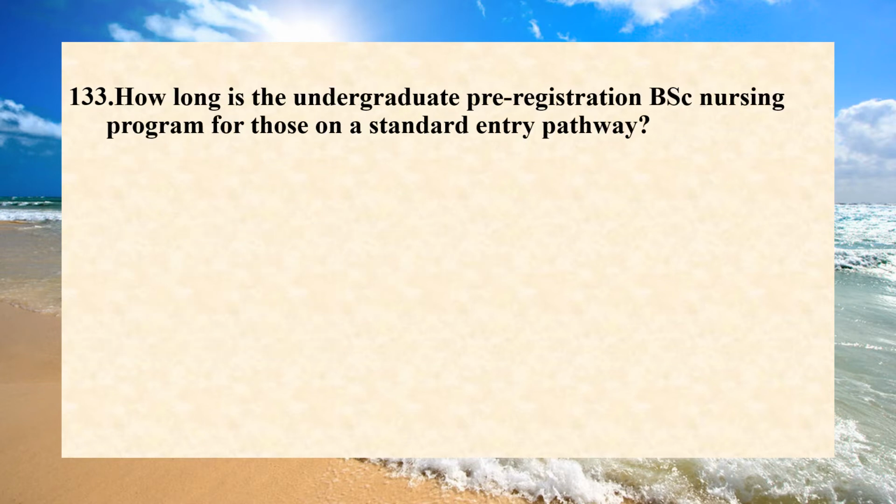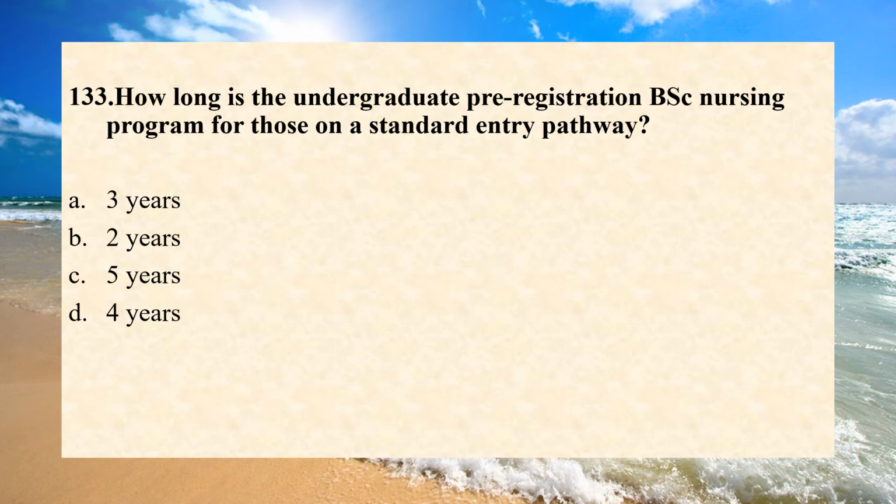How long is the undergraduate pre-registration basic nursing program for those on a standard entry pathway? Option A 3 years, option B 2 years, option C 5 years, and option D is 4 years. Answer is A, 3 years.